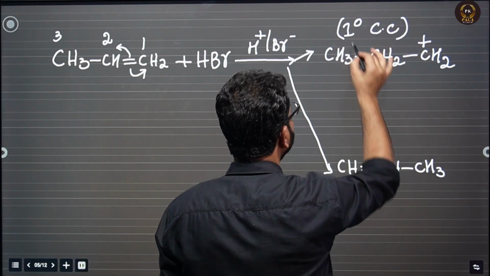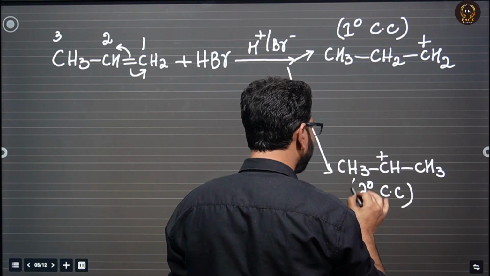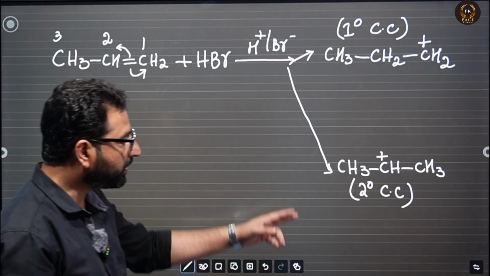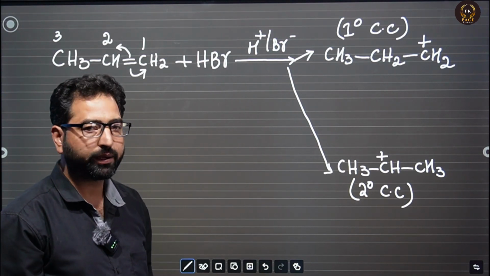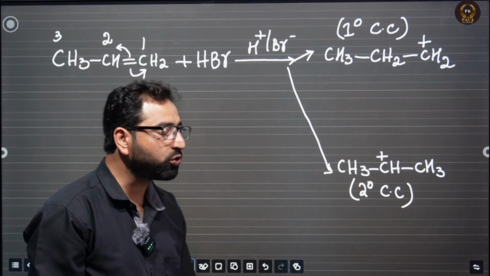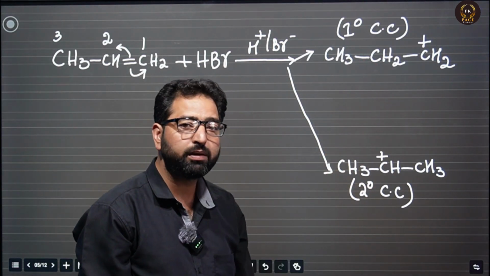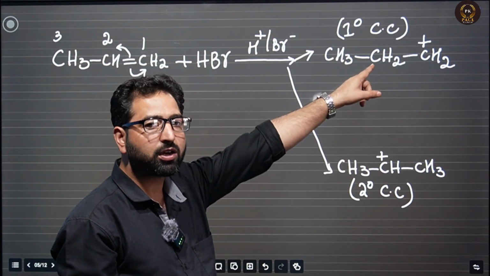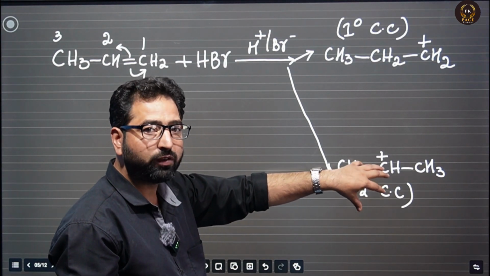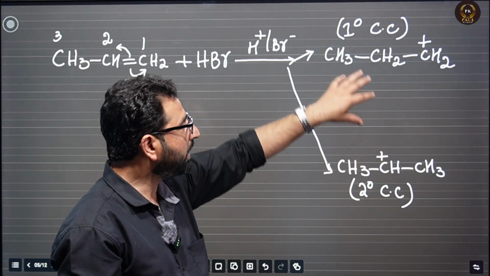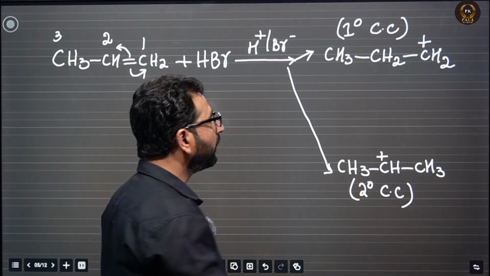Okay, and this is a secondary carbocation, and we know that secondary carbocation is more stable than the primary carbocation. If the secondary carbocation is more stable than that of the primary carbocation, its concentration would be more than that of the primary carbocation, and in this process this intermediate will be in the major concentration and this intermediate will be in the minor concentration.